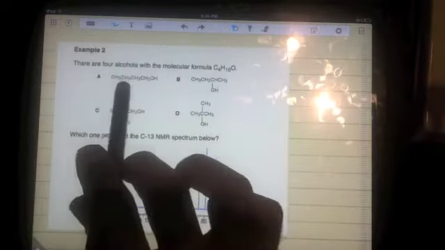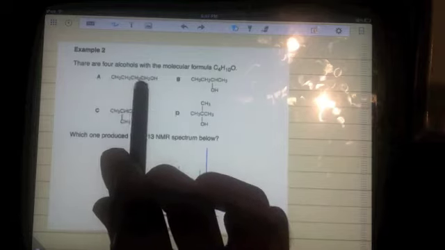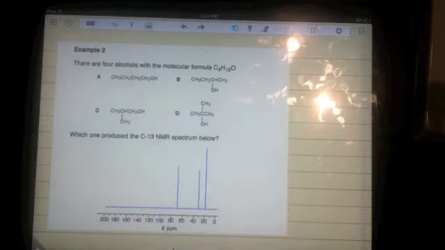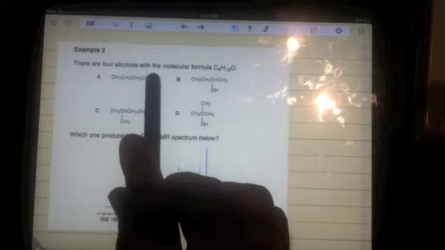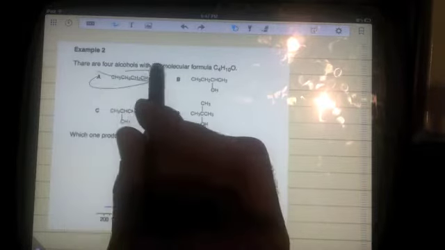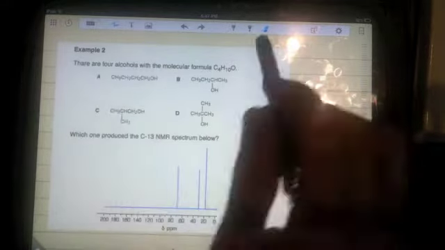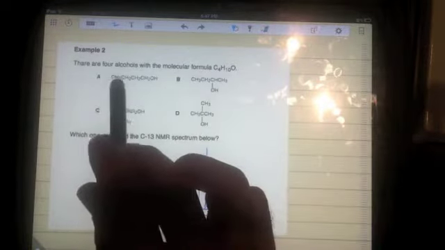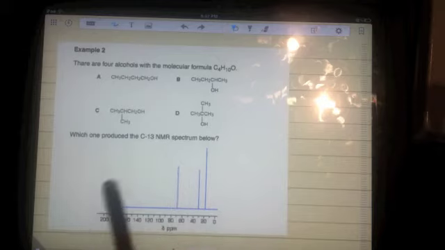Now, first of all, I look at this A, and I go, all right, we've got a long chain of carbons with an OH at the end. This basically tells me that there's going to be no symmetry whatsoever, because each one of these carbons is going to be affected differently by this OH group at the end here. So it can't be this guy, because we have no symmetry. If it was this one, what we would see is 1, 2, 3, 4 carbons being different carbon environments, and we'll see 4 different peaks in this spectrum.